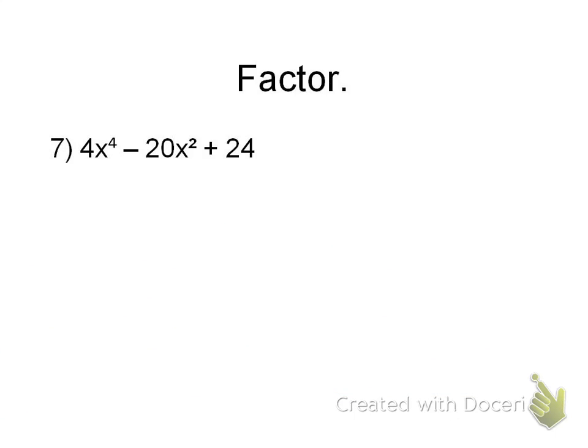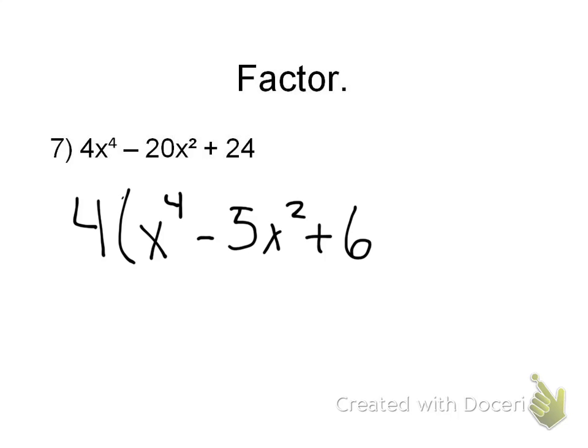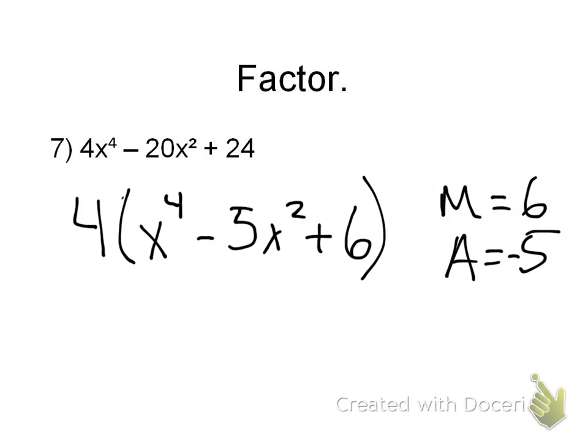Any ideas how to start number 7? Yeah, take out a 4. Anytime they have a greatest common factor, that's what you need to do first. So this is x to the 4th minus 5x squared plus 6. Now I can do multiply add. So multiplies to 6 adds to negative 5. So I still have the 4 out front.